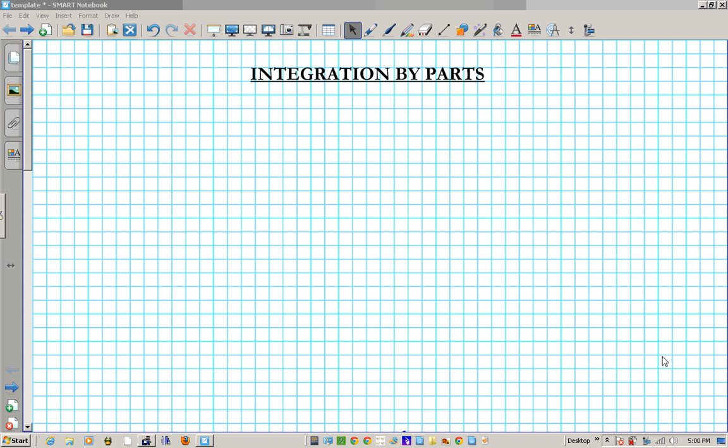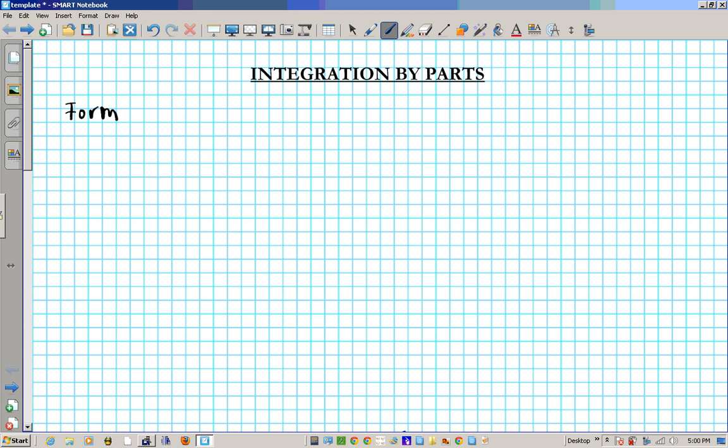Okay, students, so in this group we're going to be going over integration by parts. We're going to be doing the derivation first, and then we're going to try out an example. All right, so what is the integration by parts formula? Let's start out by writing what the formula is.